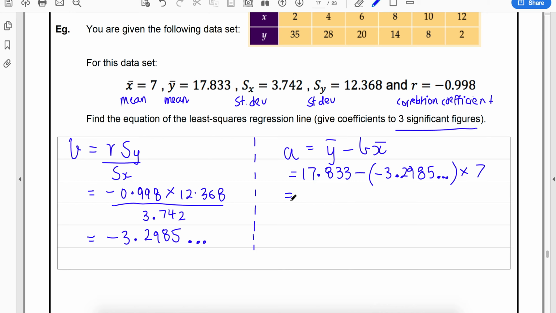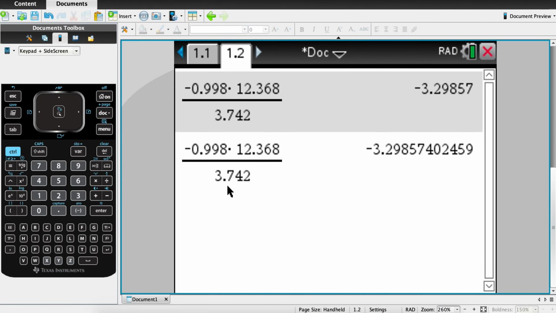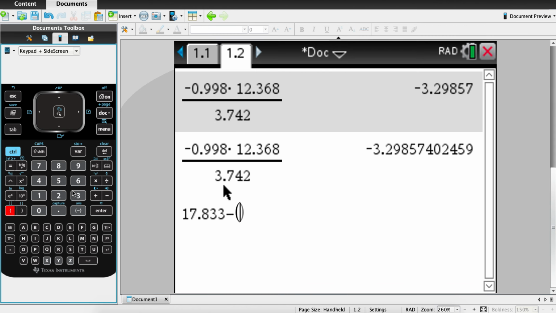So like so. Now I'm going to make use of my copy and paste so that I get all of that number. Show you what I mean. So I've got 17.833 minus, just put a bracket in again. You don't have to, but I just think it's a lot clearer if you do. Oh, actually, I don't need the negative yet. Once I open up that bracket, I've got my cursor inside that bracket. What I want you to do is just press the up arrow so that this number is highlighted. We want that number to be in the bracket. All I want you to do now is press enter and it will copy it into that bracket for you.